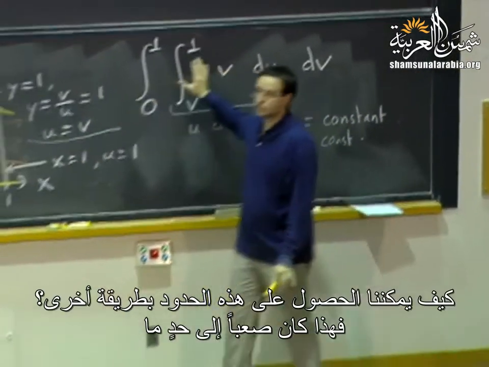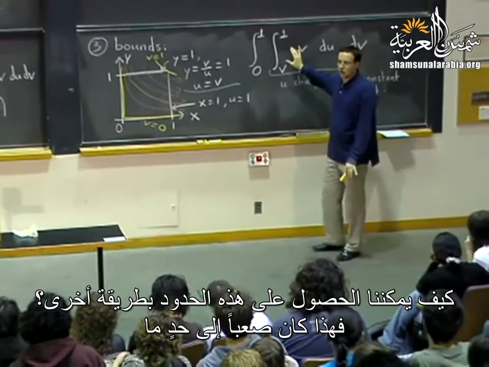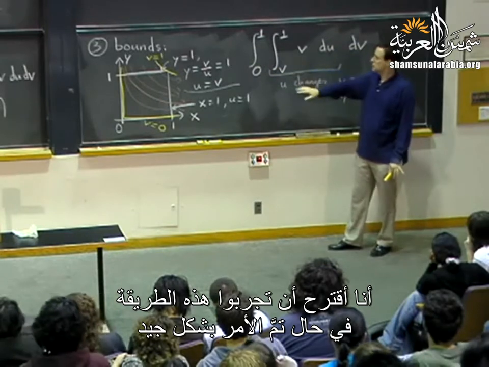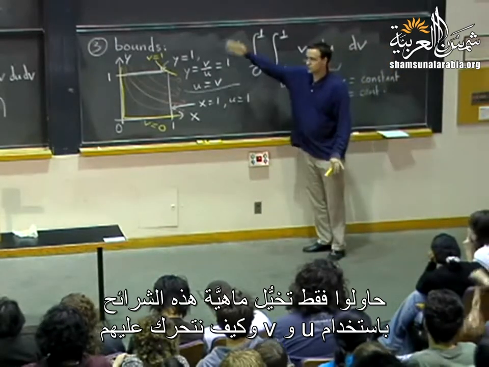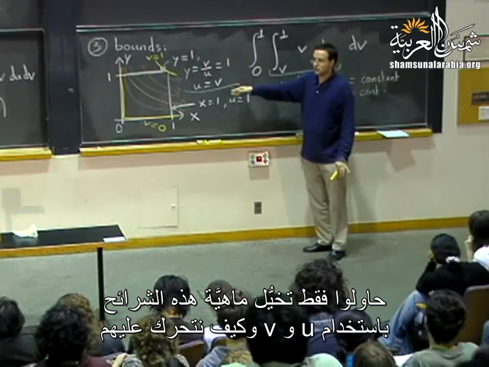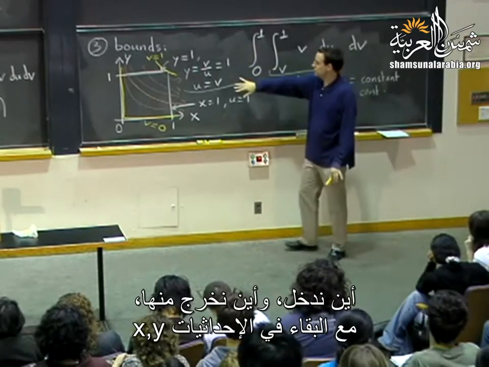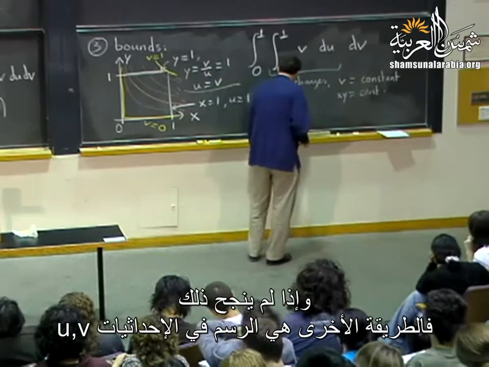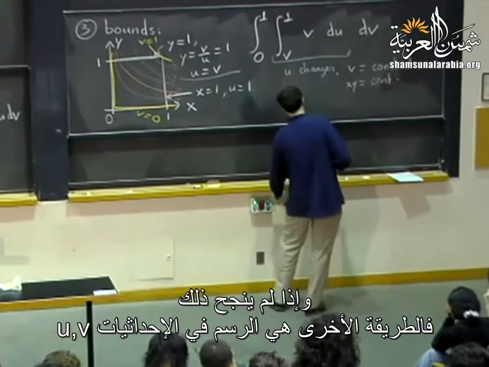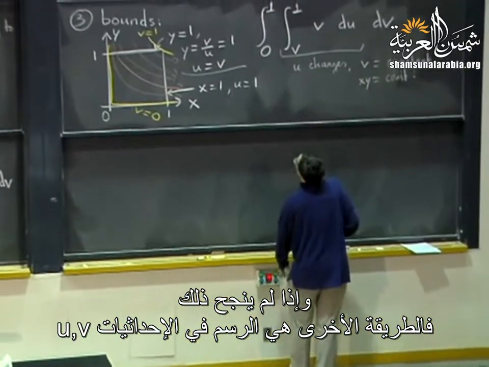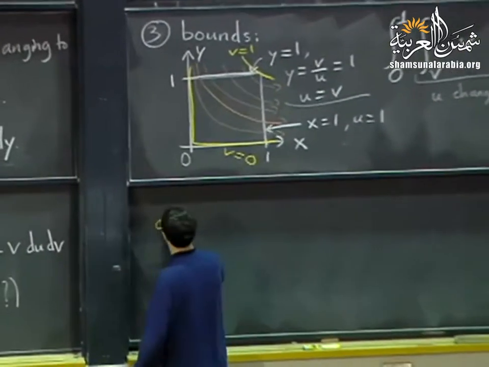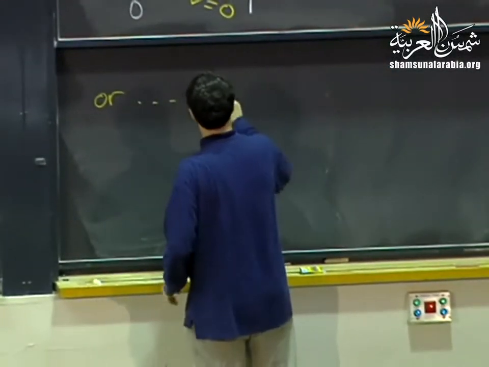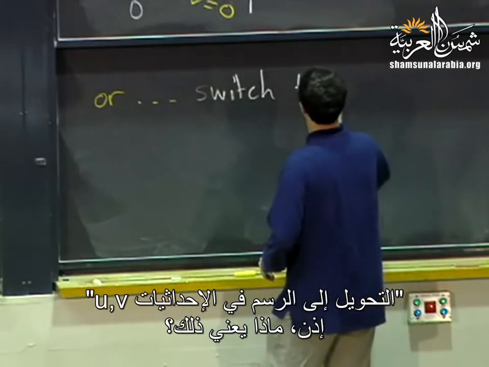How else could we have gotten these bounds? Because that was quite evil. So I would like to recommend that you give it a try this way, in case it works well. Just try to picture what are the slices in terms of u and v, and how you travel on them, where you enter, where you leave, staying in the xy picture. If that somehow doesn't work well, another way is to draw the picture in the uv coordinates. Switch to a uv picture.